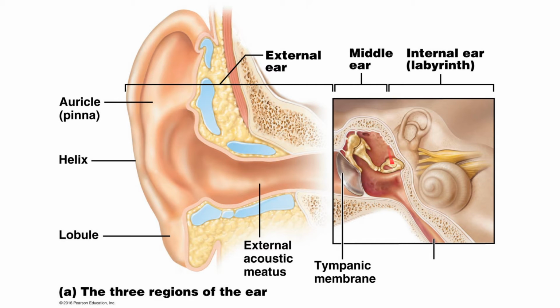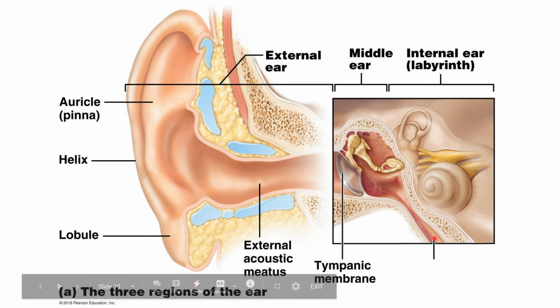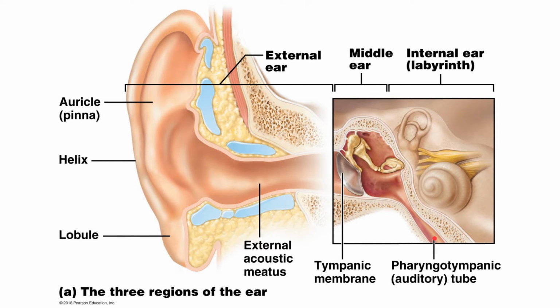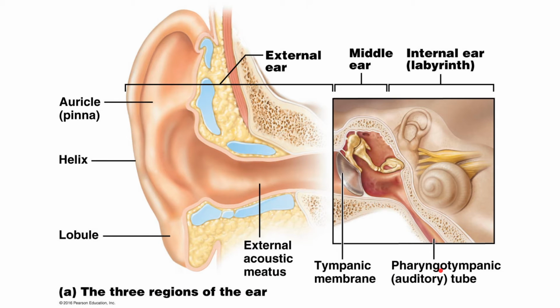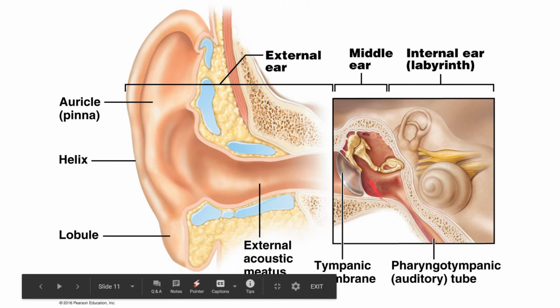If we stay in our middle ear right here, notice that there's a tube coming out of it. That seems kind of weird. Why is there a tube coming out of our ear? It is supposed to be there. It connects our middle ear to basically our throat. So it's called the pharyngotympanic tube. Pharyngo comes from pharynx. That's what we call our throat. And then tympanic because it is the tympanic membrane.